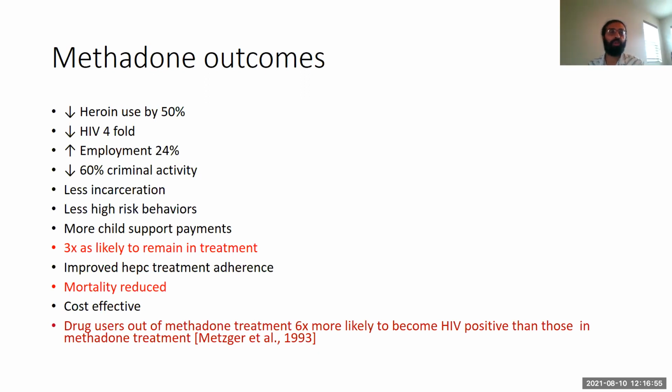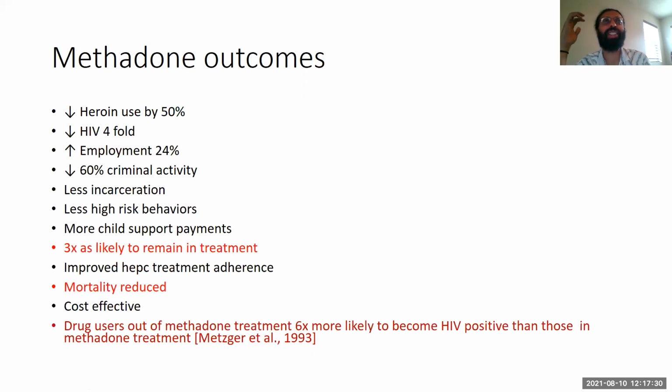And these are just some of the data that have been shown with it. Reduction in heroin use by conservatively 50%. In many studies, that number approaches 70%, 70 to 80% even in some of the studies, right? Reduction in HIV by fourfold, increase in employment, reductions in criminal activity, less incarceration, less high-risk behaviors, more child support payments, more likely to stay in treatment, improved adherence to Hep C treatment, cost effectiveness, and mortality reduced.